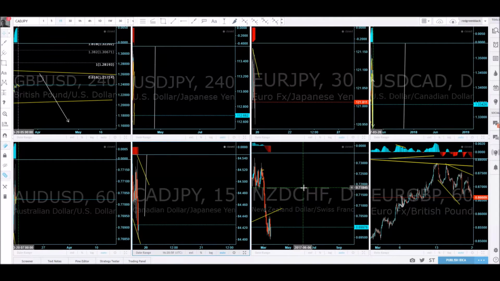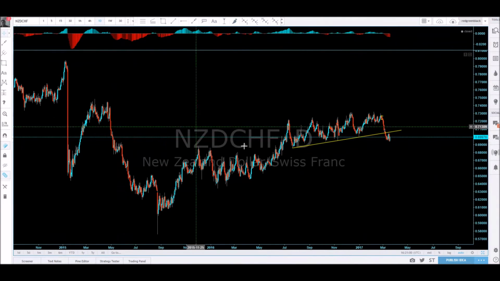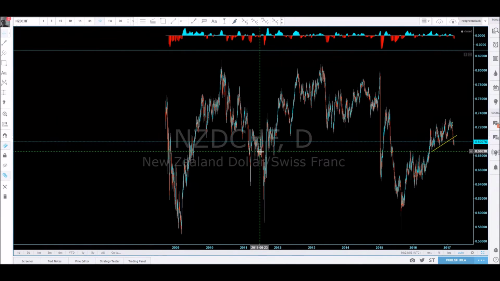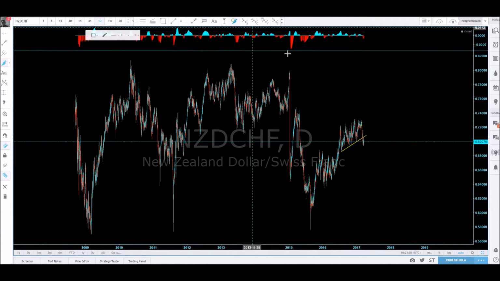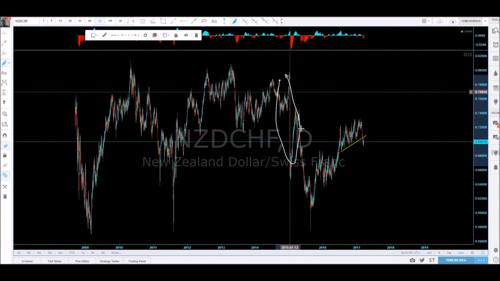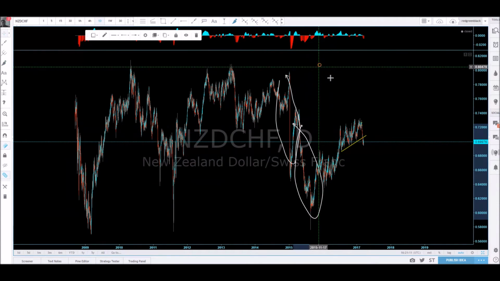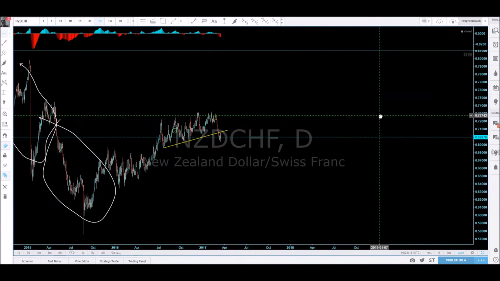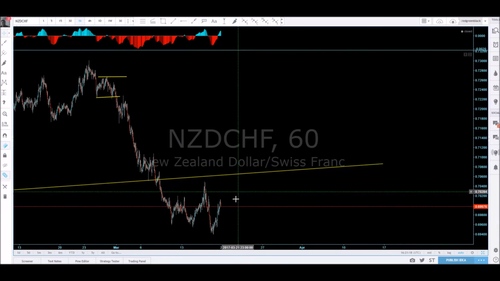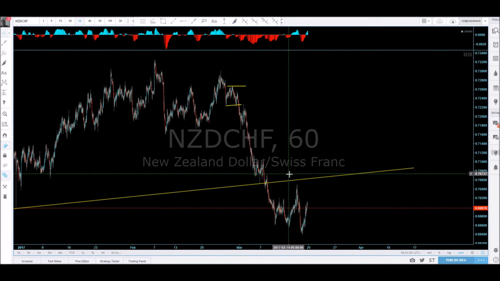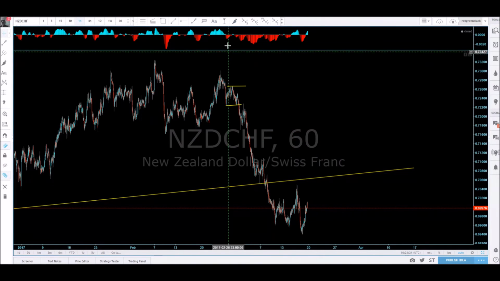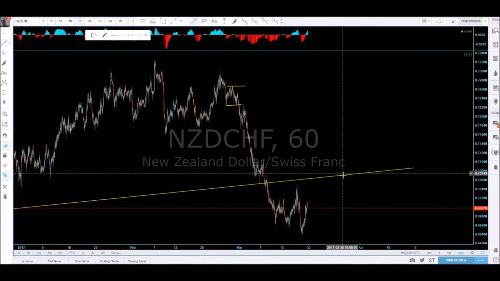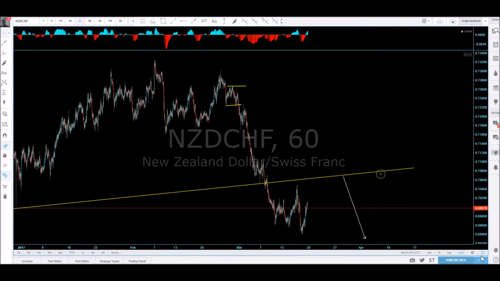Let's see, Kiwi Swiss. I mean, you can just kind of see where we're going with this one. Let's try and catch this move. So we have this flag that it's broken. If we go into closer time zone, basically I would wait for a little bit more of a flag to develop, and if that does happen, then I will be taking this to the downside.